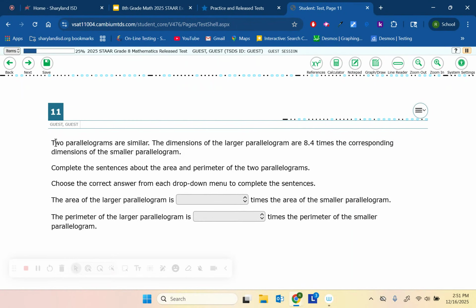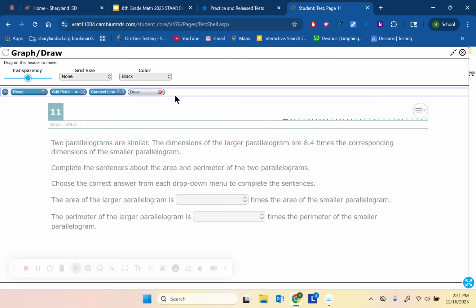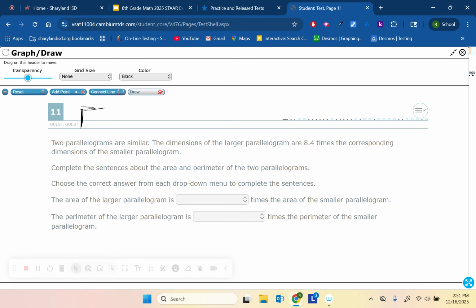Okay, for number 11, we've got two parallelograms and they're similar. So the dimensions of the larger parallelogram is 8.4 times the dimensions of the smaller one. Okay, so for me in this one here, you've kind of been working this one out already. I'm actually going to use a rectangle.